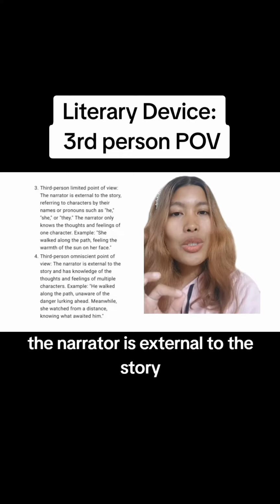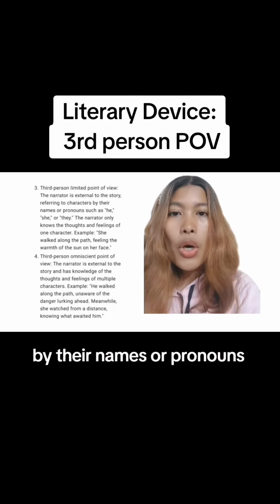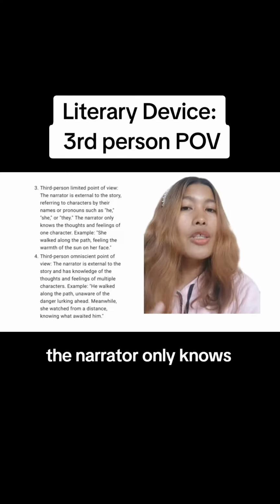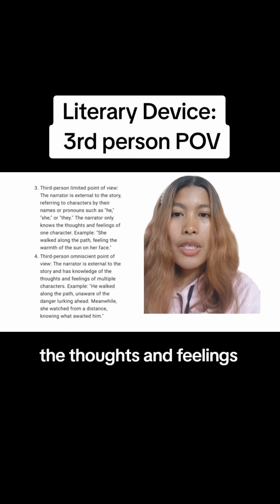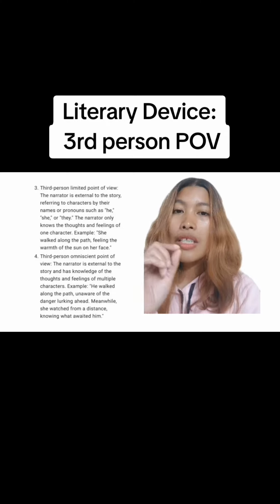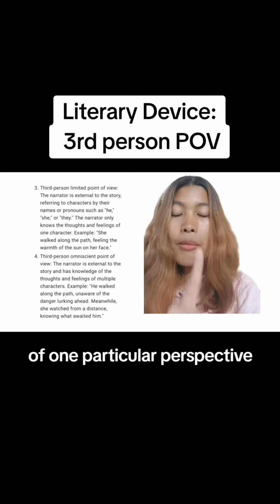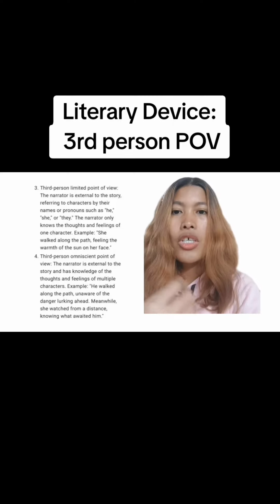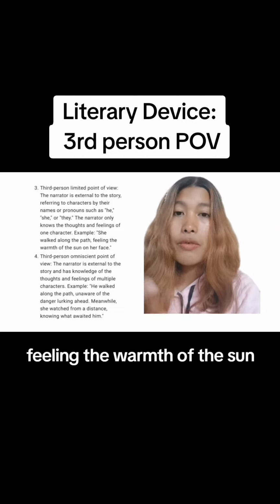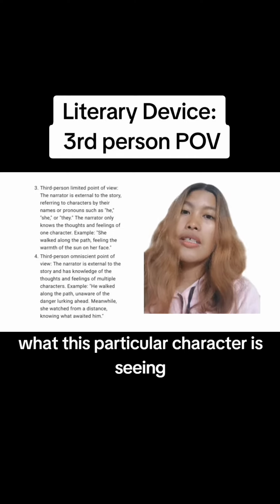The narrator is external to the story, referring to characters by their names or pronouns, such as he, she, or they. The narrator only knows the thoughts and feelings of one character. Although this person is external, this narrator is only aware of one particular perspective. She walked along the path, feeling the warmth of the sun on her face. So she is only seeing what this particular character is seeing.